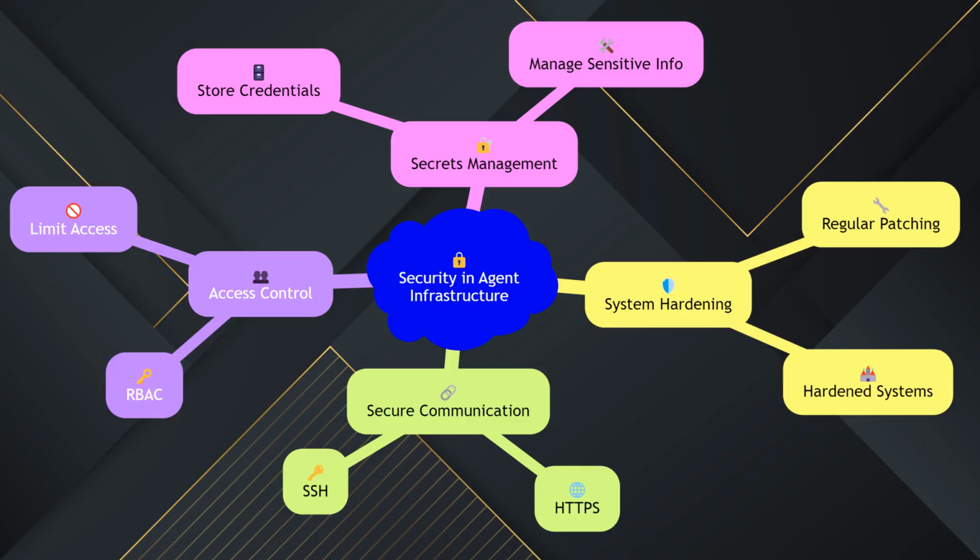Security should be a top priority when designing your agent infrastructure. For self-hosted agents, ensure that the underlying systems are hardened and regularly patched. Use secure communication protocols like HTTPS and SSH for data transmission. Implement role-based access control, RBAC, to limit access to your agents and sensitive data. Additionally, consider using secrets management tools to securely store and manage credentials and other sensitive information used by your agents.